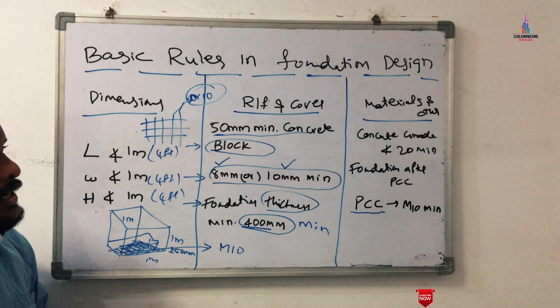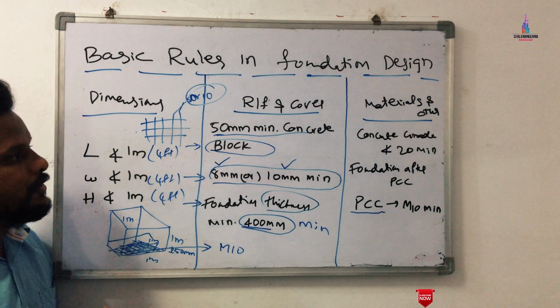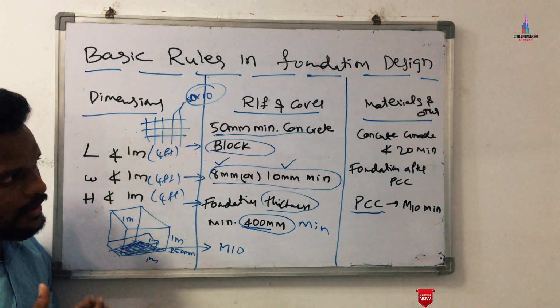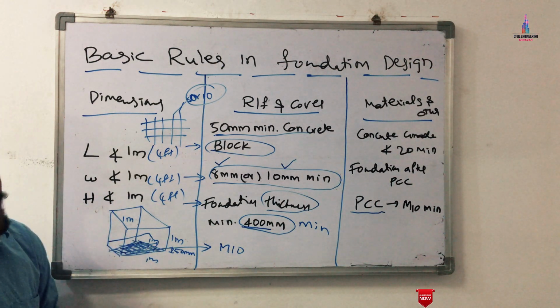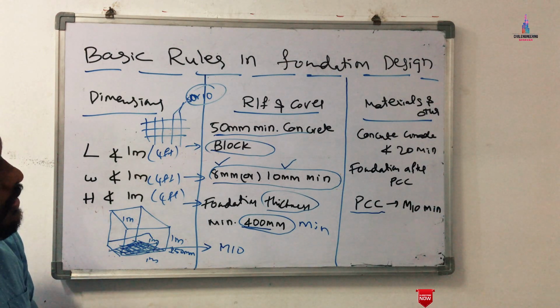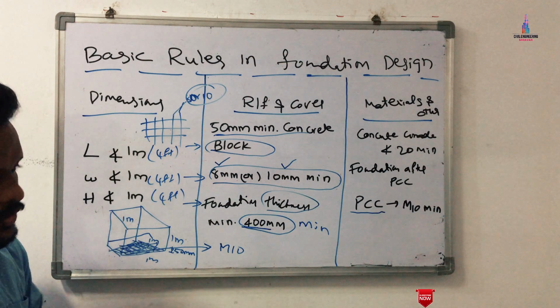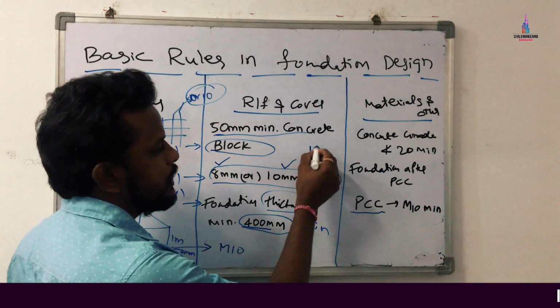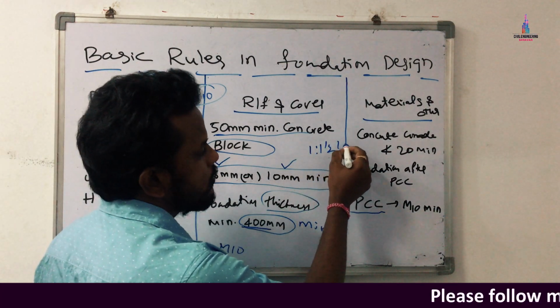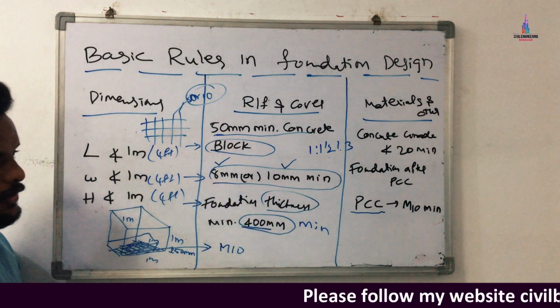So for the construction of the building section, we will use M15 grade or M20 grade or M25 grade or M40 grade, depending upon the consideration. But for the foundation design, the minimum grade of concrete should be M20 grade only, okay, which is approximately 1:1.5:3 for the proportion of M20 grade concrete.